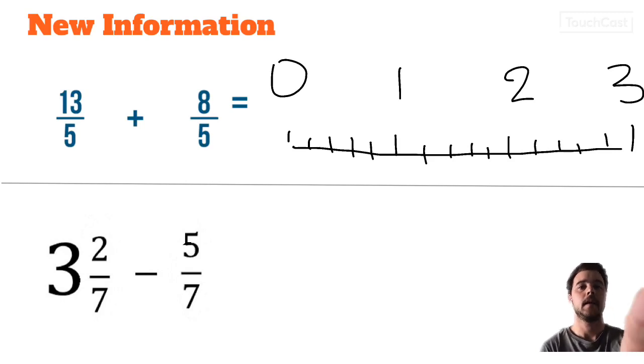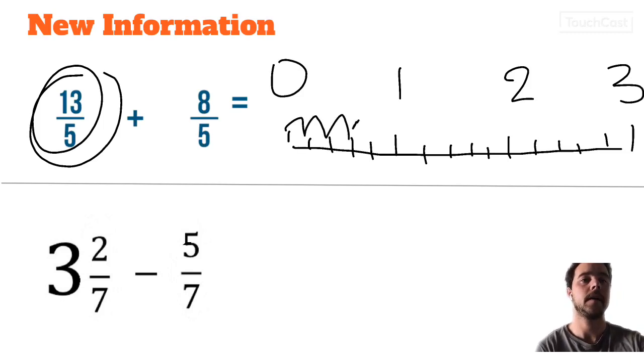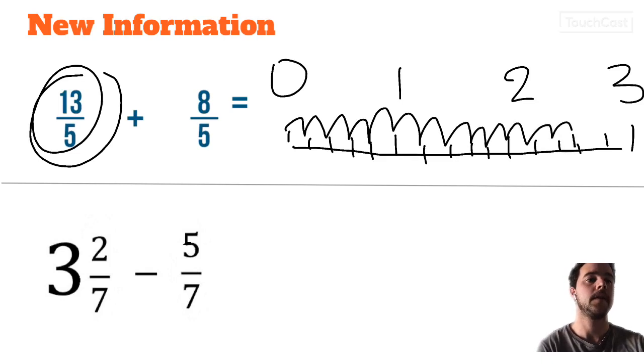So if we start from our first number, I'm going to find 13/5, so I can go 1/5, 2, 3, 4, 5, 6, 7, 8, 9, 10, 11, 12, 13. So 13/5 is here. Might do that in a different color so we can see.